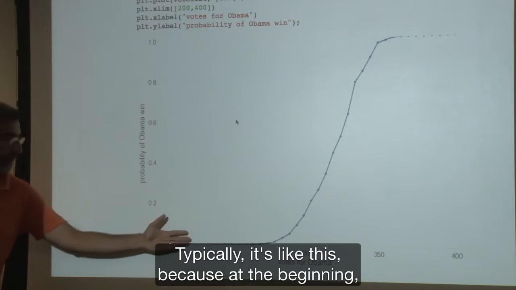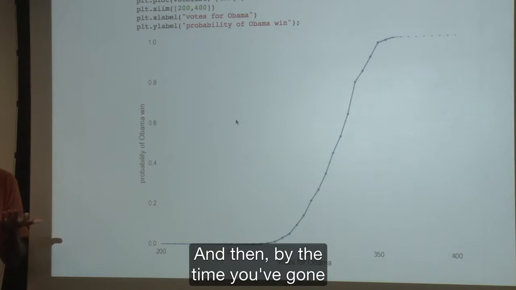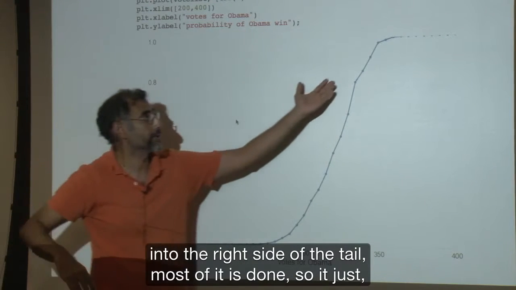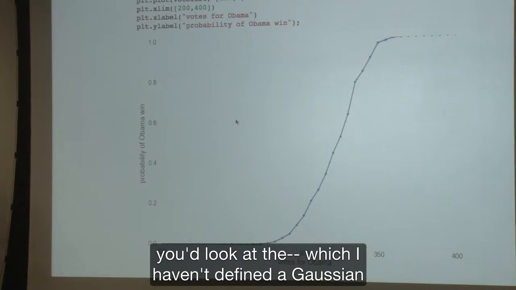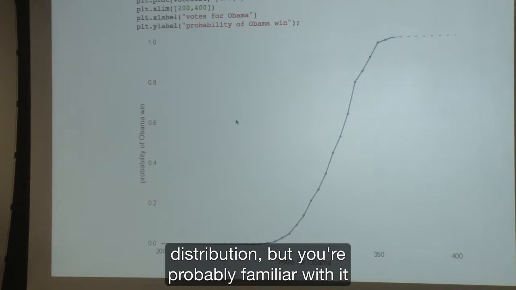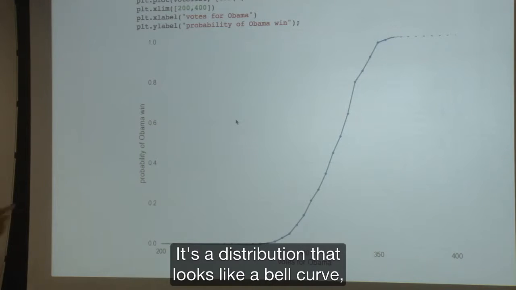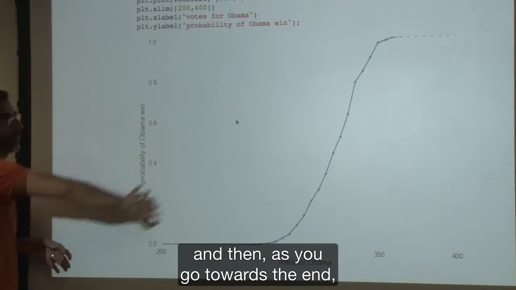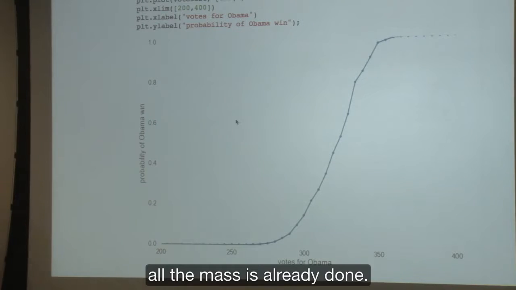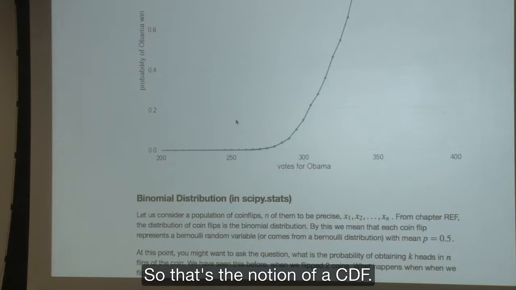Typically, it's kind of like this, because at the beginning, not much is happening on the left side of the tail. And then it starts picking up. And then by the time you've gotten to the right side of the tail, most of it is done. So it just asymptotes in this particular fashion. Again, if you had a Gaussian distribution, which I haven't defined, but you're probably familiar with it from newspapers and so on, it's a distribution that kind of looks like a bell curve. So at the beginning, there's not much. And then as you go towards the end, all the mass is already done. Okay. So that's the notion of a CDF.